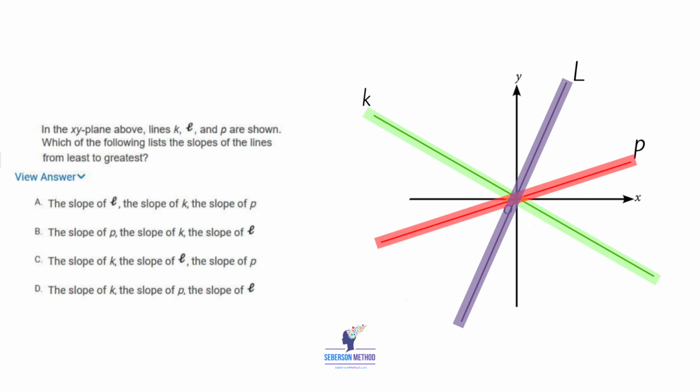So the least would be K, so we can eliminate A and B, because in those the least slope is L, then P. So it's going to be K, and then after it's going to be P and L. Hope this makes sense to you guys. But the SAT, I guarantee you, is going to make it a lot more complicated.